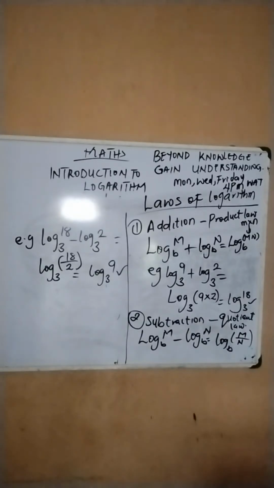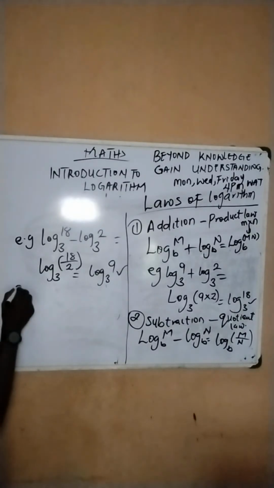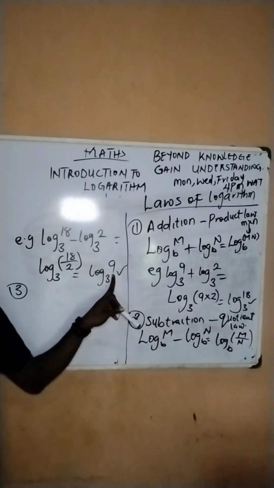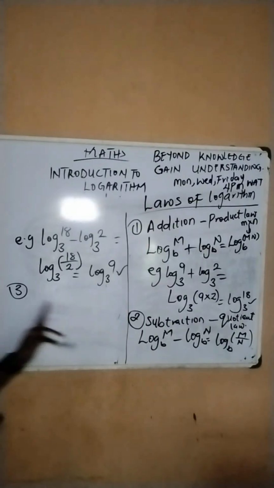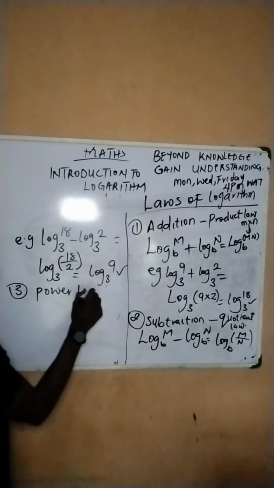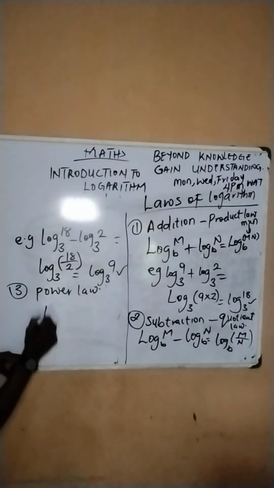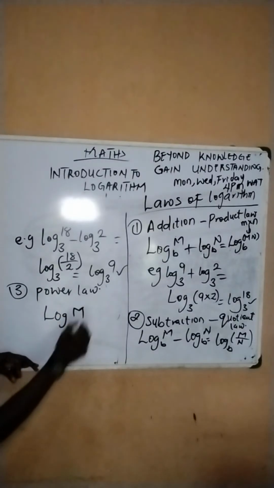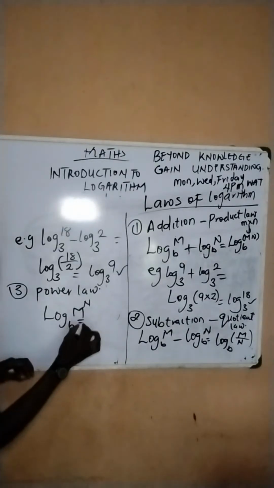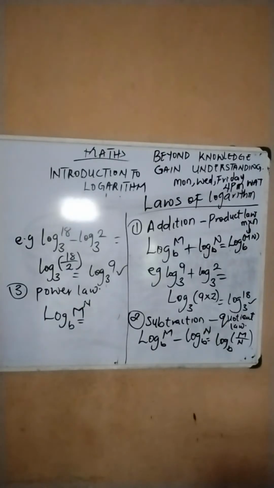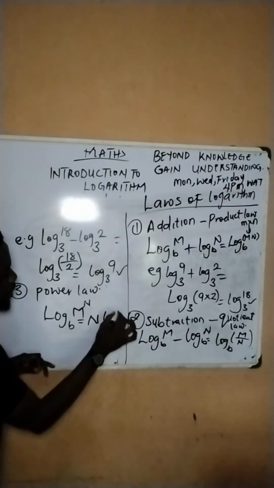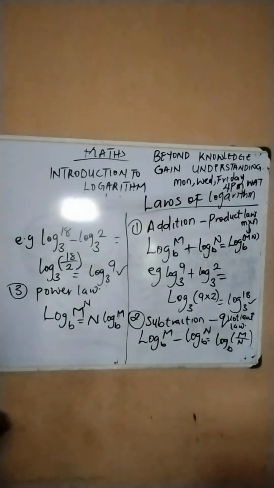So the third one is now the power law. We're going to be using the end product of this subtraction part to examine the power law. So what does the power law state? If I have log m raised to the power of n with a base of b, it is the same thing as taking the power, the n here, and multiplying it to log m base b.